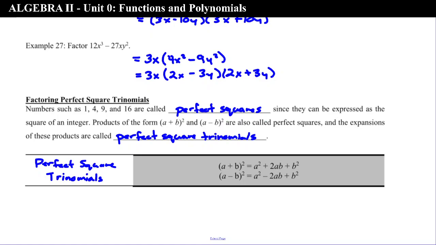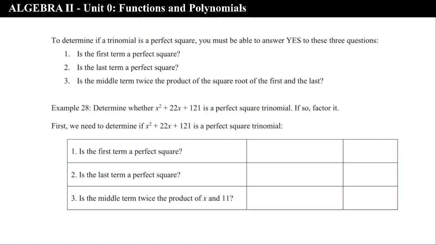So as always, the best way to do this is to go through a few steps, and we'll go through a couple of examples. So here's how you determine if what you have is a perfect square trinomial. First, is the first term a perfect square? If you can say yes to that, move on to the second question. Is the last term a perfect square? If you can say yes to that, then the final question: is the middle term twice the product of the square root of the first and the last?